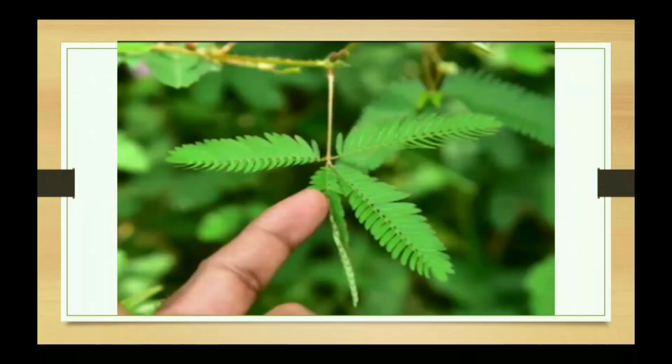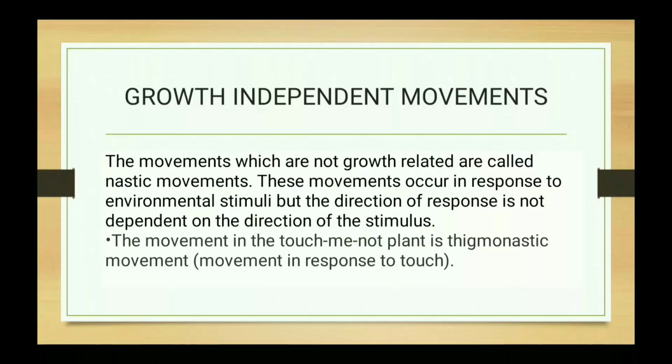Now, here we have the diagram of a touch-me-not plant. Here you can see the person is touching the leaves of the plant. As the person touches the leaves, it droops and folds its leaves. Then moving on to growth independent movements. The movements which are not growth related are called nastic movements. These movements occur in response to environmental stimuli, but the direction of response is not dependent on the direction of stimulus. The movement in the touch-me-not plant is thigmonastic movement, that is, in response to touch.